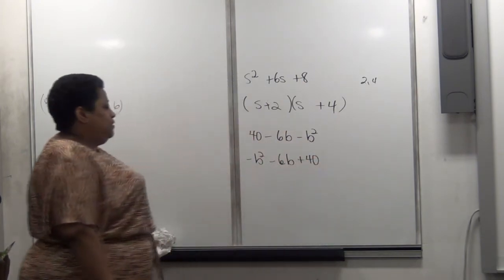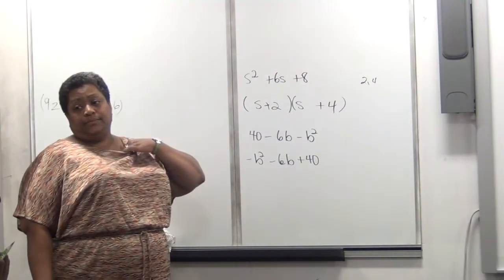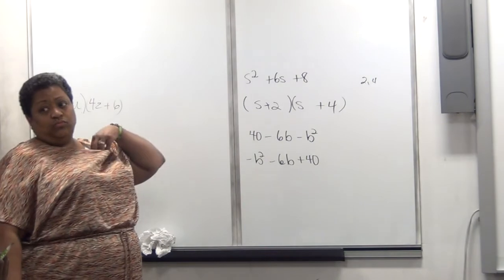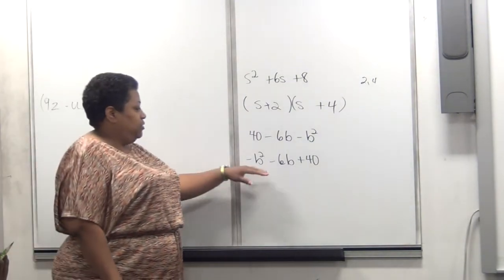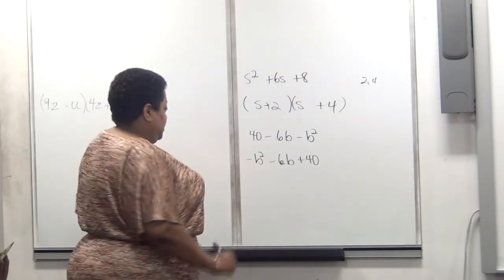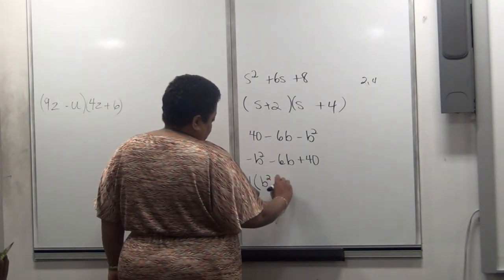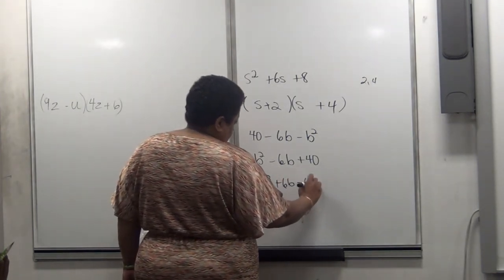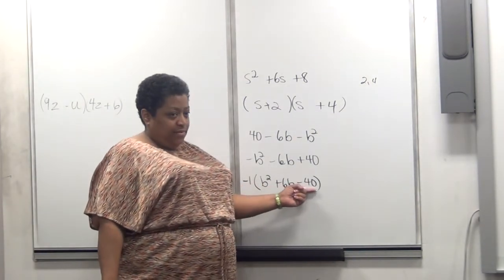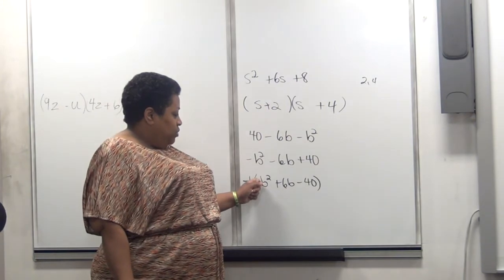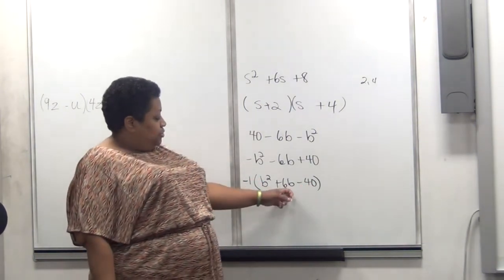Okay. Now, what can you do with this? Did you factor out a -1? When you see this being negative, you can pull out the -1. So that will make all these change signs. Now we have a trinomial where our A is 1. So now we need to find factors of -40 that will add up to 6.